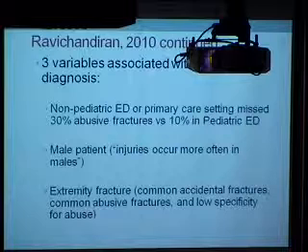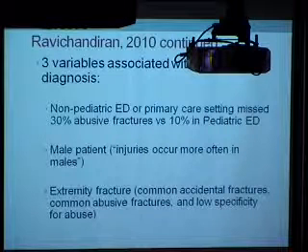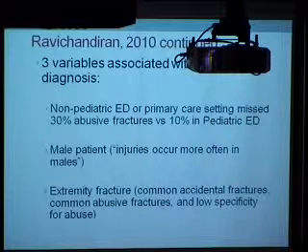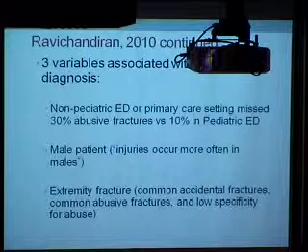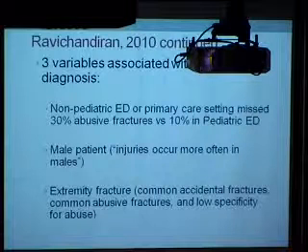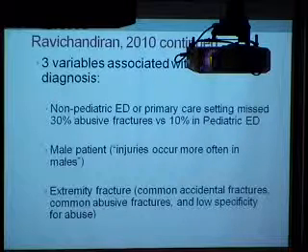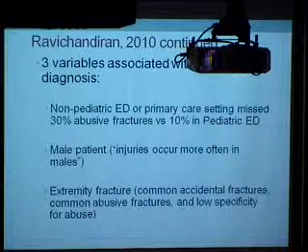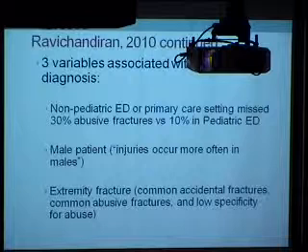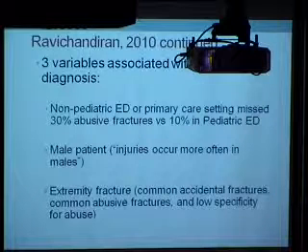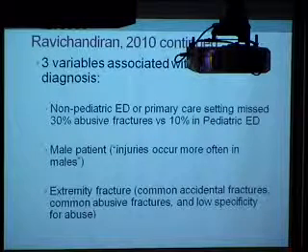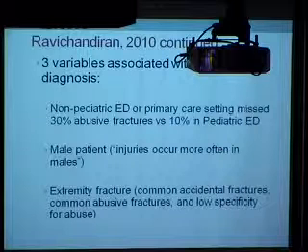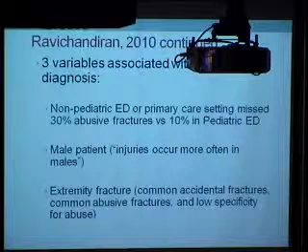So in this study, they found that 3 variables were associated with missing a diagnosis. One was where the patient presented. If the patient presented to a non-pediatric emergency department or a primary care setting, they were more likely to miss the diagnosis than if they presented to a pediatric emergency department.